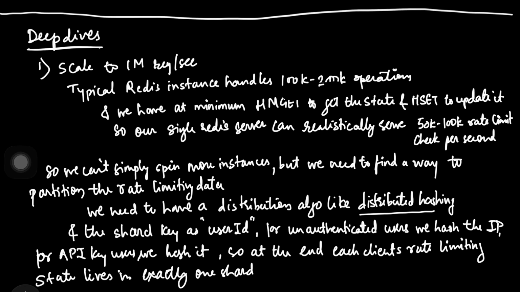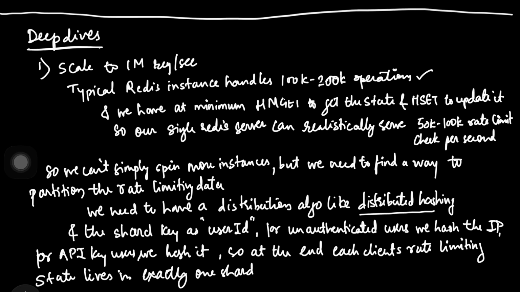So we first look at the first non-functional requirement, that is scale to 1 million requests per second, that is 1 million QPS. For that, we should know that a Redis instance can handle up to 100k or 200k operations only. But if we remember, for every rate limit check which we did earlier, we performed at minimum an HMGET to fetch the state and an HSET to update it. This means that one Redis server can realistically only serve 50k to 100k rate limit checks per second. Now, obviously, one server won't cut it for a million requests, and here is where we incur that problem.